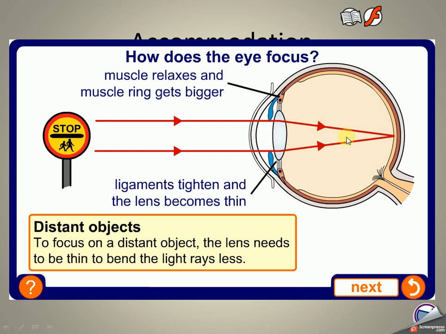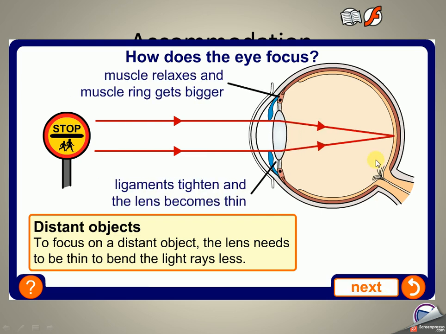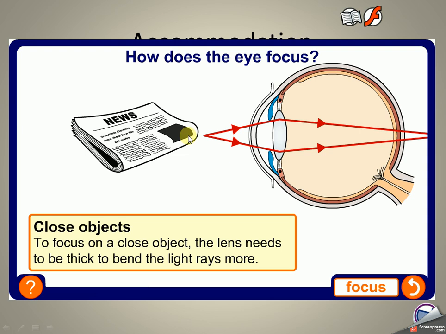Now, if the image doesn't hit at the back of the retina, then it won't do. I'm just going to do this again. You see this? It's not forming at the back of the retina, is it? Because the lens is too short. So if you want to look at something very, very far away, the lens is going to have to focus in and form the image onto the back of the retina. Now if you're looking at something very, very close, again the image isn't being formed on the back of the retina. What's going to happen is the lens is going to have to thicken up, isn't it?